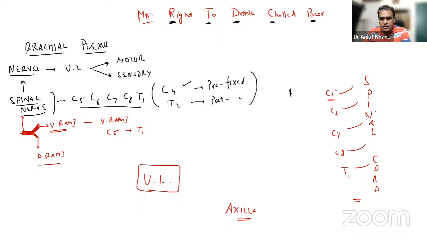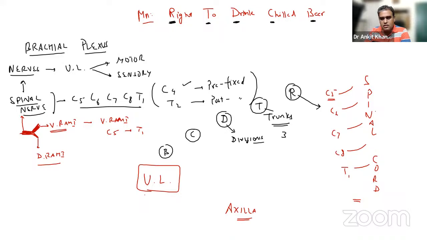I'm writing over here R, then we have T, then we have D, then we have C, and then we have V over here. What is this? R is the roots over here, or the rami over here. That is R. So R is already done. Now T stands for the trunks. All these 5 roots will form trunks. How many trunks? 3 trunks will be there. Each trunk will divide into only 2 divisions, a ventral and a dorsal division. So each trunk will have 2 divisions, so total 6 divisions. And these 6 divisions, they will have their own permutation combination.